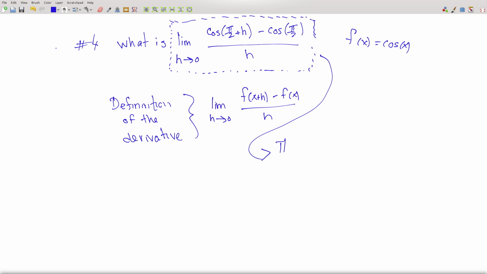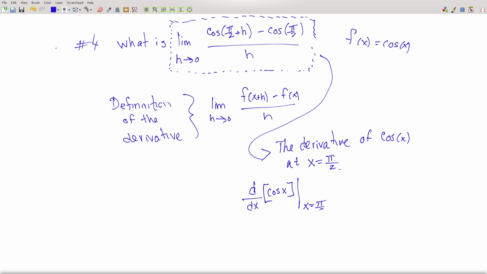This is really the derivative of the cosine of x evaluated at x equals pi over 2. By the way, this can be written another way. We could write this as d dx of the cosine of x evaluated at x equals pi over 2.